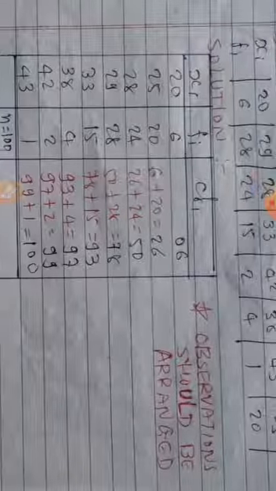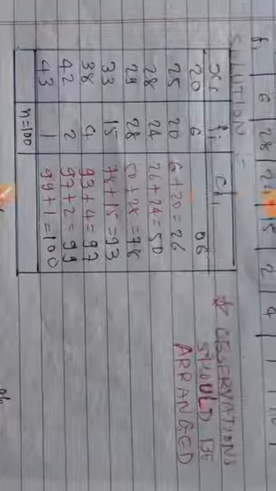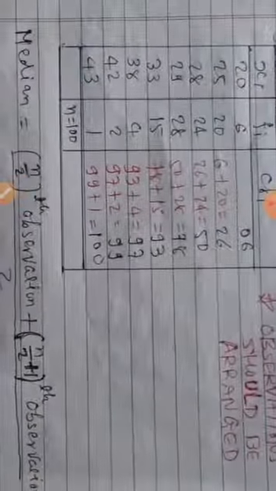Now the CF, just like group data with classes, nothing is different here. So 6, then 20 is added, then 26, 24 is added, then 28 is added, 15 is added. So at last the total becomes 100. So n we found here is 100.